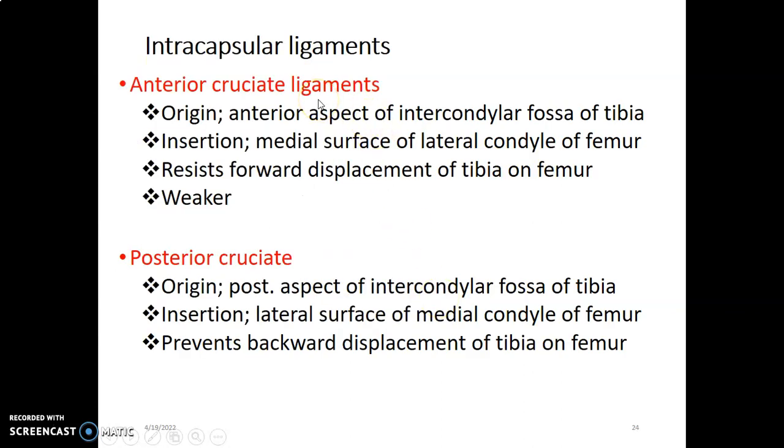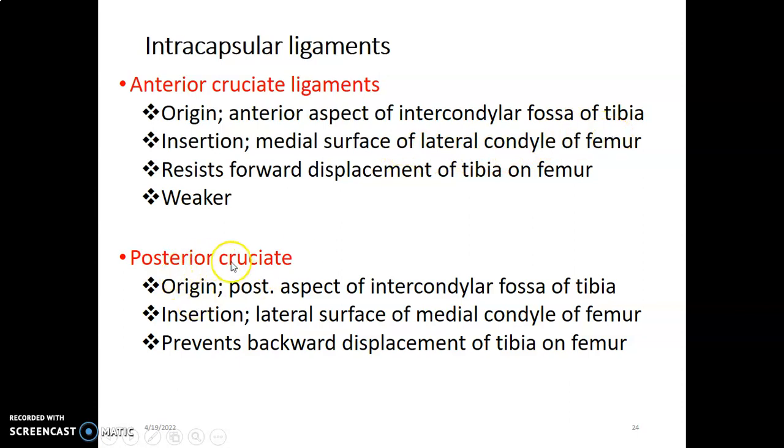Then we have intracapsular ligaments. These are the anterior and posterior cruciate ligaments. They are intracapsular but outside the synovium. They are extrasynovial. What's the origin of the anterior cruciate ligament? From the anterior aspect of the intercondylar fossa of the tibia. Then it goes to insert on the medial surface of the lateral condyle.